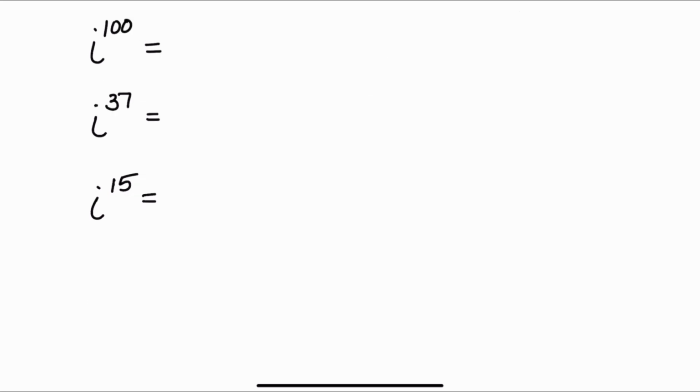Go ahead and pause the video and try these 3 on your own. i to the 100, 4 goes into 100 25 times, remainder 0. Therefore, i to the 100 is 1. i to the 37, 4 goes into 37 9 times. 9 times 4 is 36. Remainder 1. So this is i. i to the 15th. 4 goes into 15 3 times. 4 times 3 is 12. The remainder is 3. So this is i to the third, which is going to be negative i.